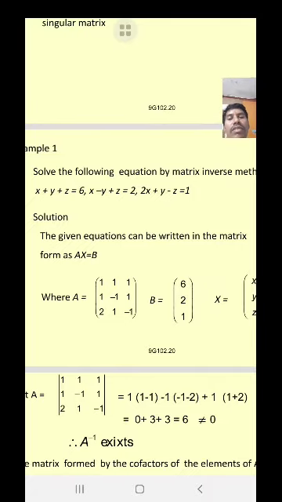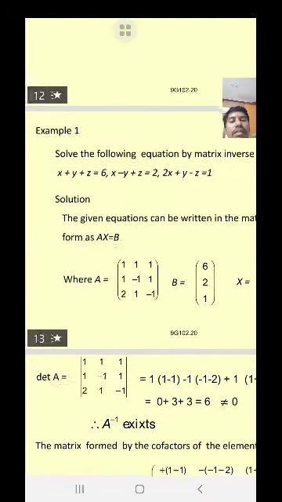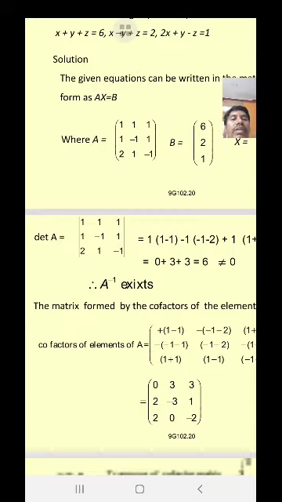Next, x equals the column matrix of the variables x, y, z. First we have to test whether the inverse exists or not. So find det A, and it is useful for finding A inverse. If it is not 0, it means A inverse exists.